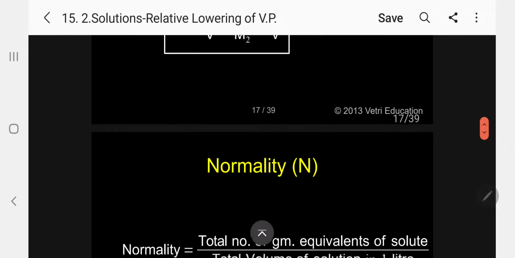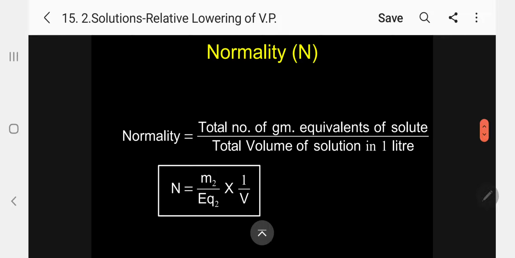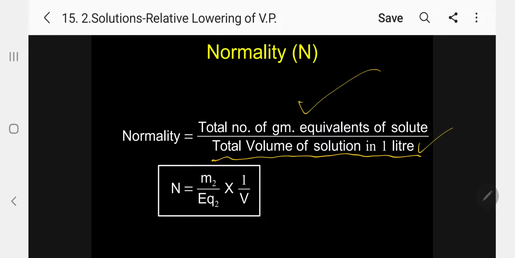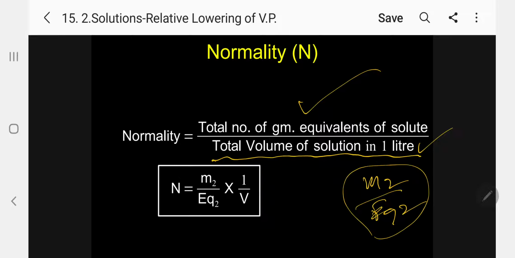And finally, normality. What is normality? Normality is equal to total number of gram equivalents of solute divided by total volume of solution in 1 liter. Kindly, what is total gram equivalent? That is m2 by equivalent weight. Kindly follow, into 1 by V. So all these we have already discussed under unit 1 in detail.